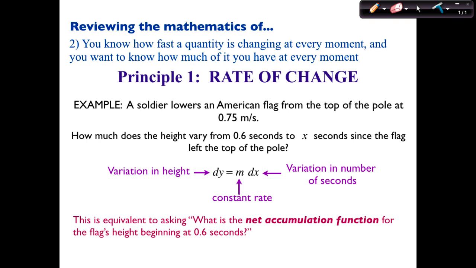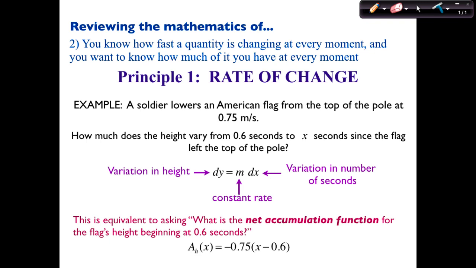So really what we're asking here is we're no longer asking for a particular value of a change in height, but any value of change in height. So this is what we call a net accumulation function. Given values of x, we get different values of dy. Depending on what the value of x is, I get a different value of dy every time. That's a function. That's what a function is. All right, so what would it be?